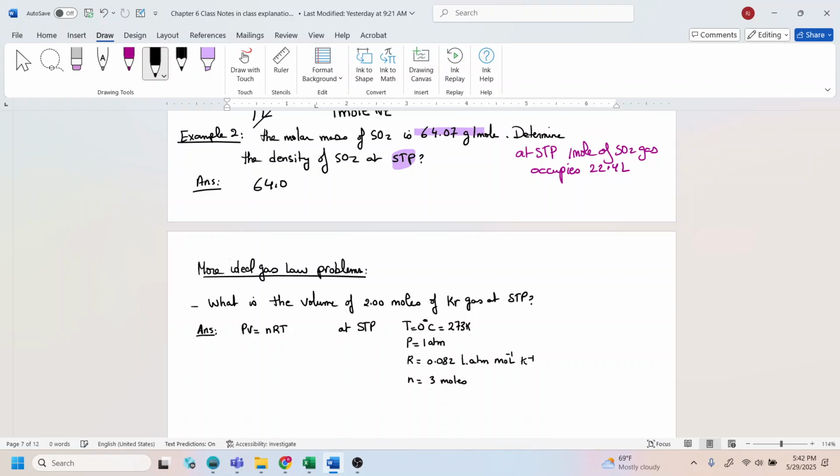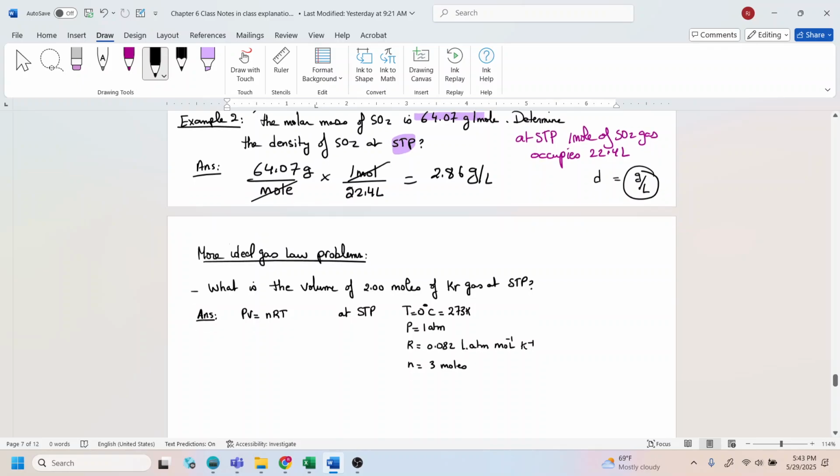So I'm starting with 64.07 grams per mole, right? I need the density. Now, what is the density? The density is the grams per liter in this case. This is what the density is. So the units for the density are grams per liter, it's the mass divided by the volume. So these are the units that I want to reach. So I want to get rid of the moles now. So I know that 1 mole corresponds to 22.4 liters. So I can cancel the mole and the mole out, left with the grams per liter, and this is going to be your answer.